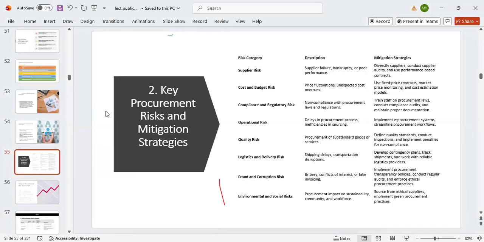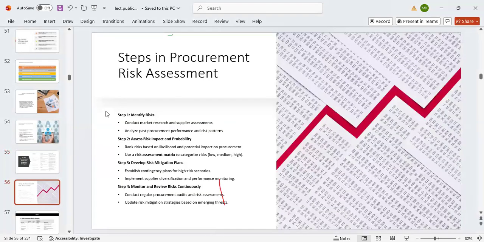Okay, as we move along, there are steps in procurement risk management. One is what? Identify the risk. Two, analyze and assess the risk impact and probability. Three, develop a risk mitigation plan. And four, monitor and review the risks continuously. You can study it. It's just simple.